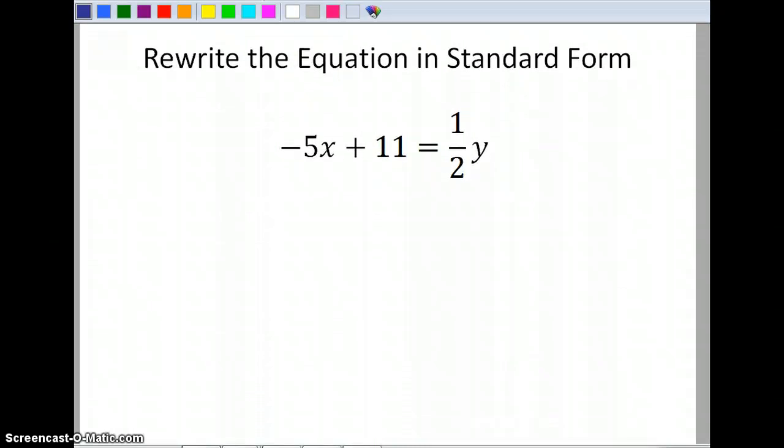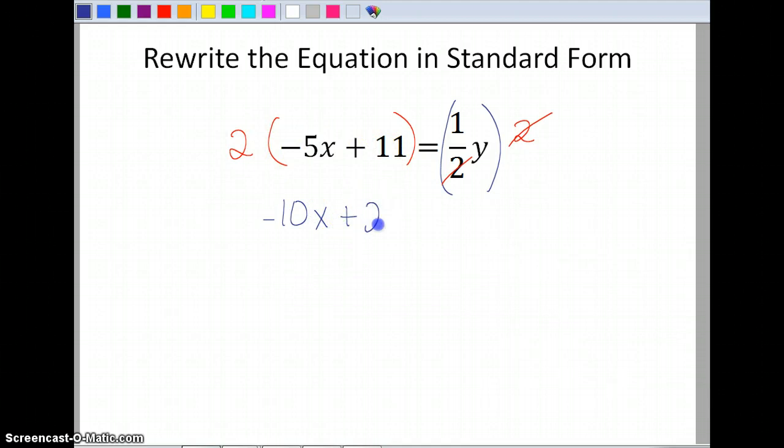Okay, now let's rewrite this one in standard form. Okay, so let's go ahead and put it in order. Or do you want to take care of the fraction first? Because you can do it either way. Let's take care of the fraction first. So this one, I've got a denominator of 2. I want that 2 to cancel, so I'm going to multiply each and every term by 2. So 2 times -5x is going to give me -10x. 2 times 11 plus 22 is equal to y.